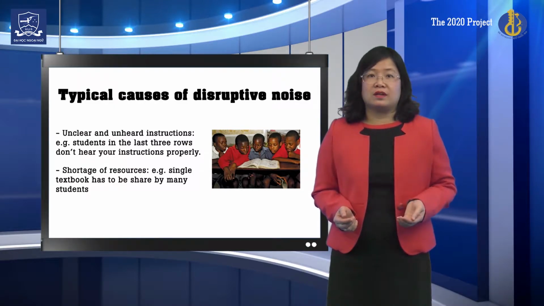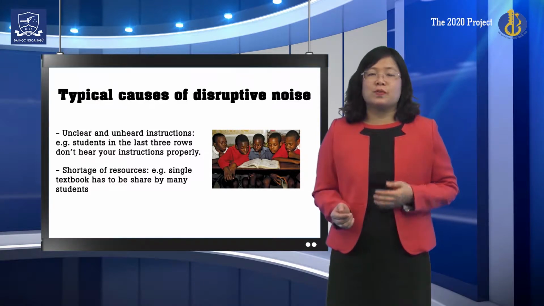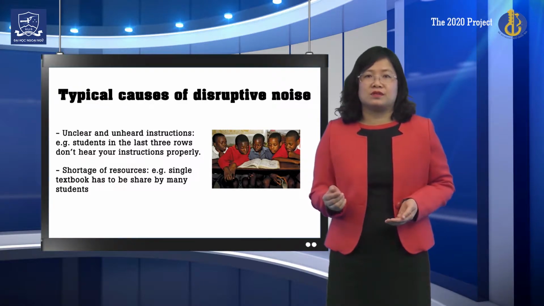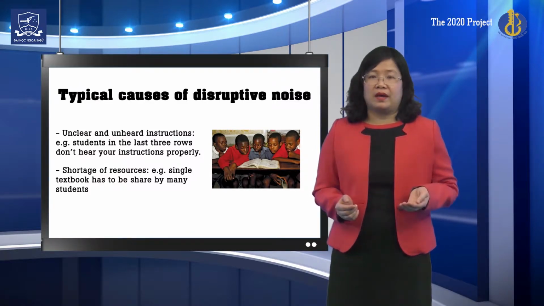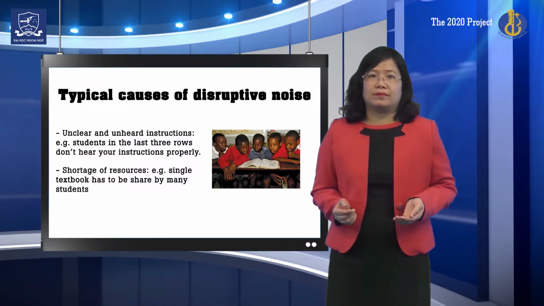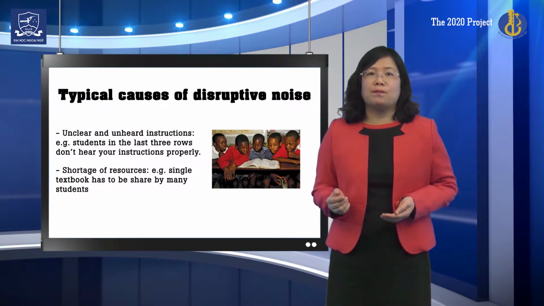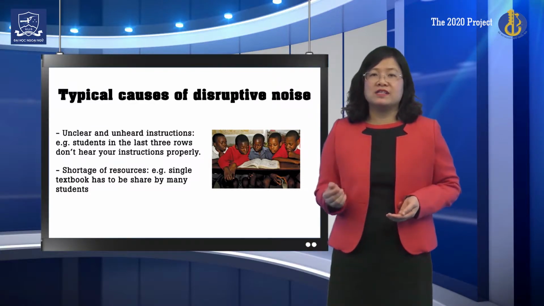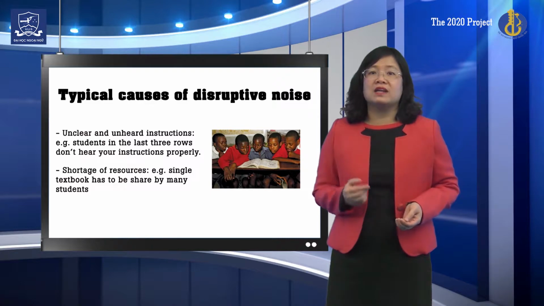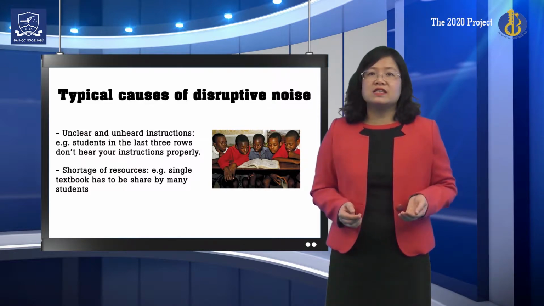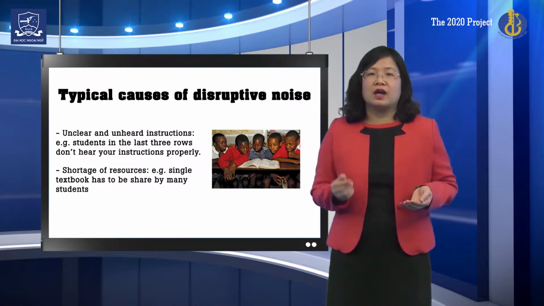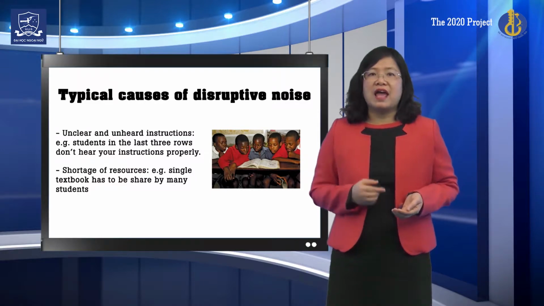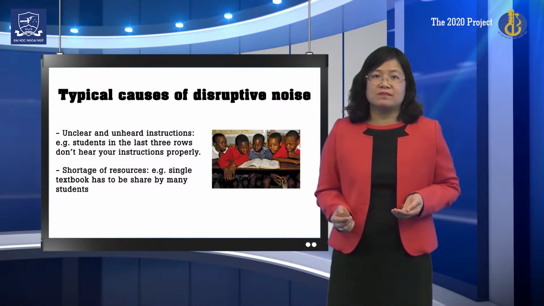Or imagine a single textbook has to be shared among 6 students. Inevitably, only some of the students can read comfortably. The others may start pulling the book to get a better view, and arguments may develop. Alternatively, students at the margins begin to engage in off-task talk. As a result, the level of disruptive noise rises.